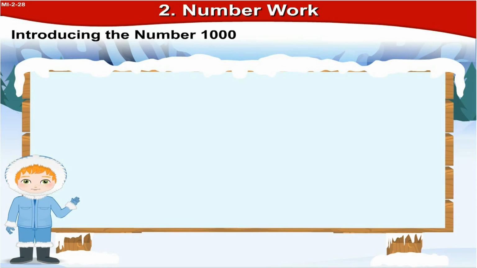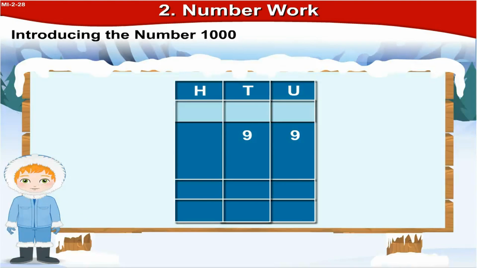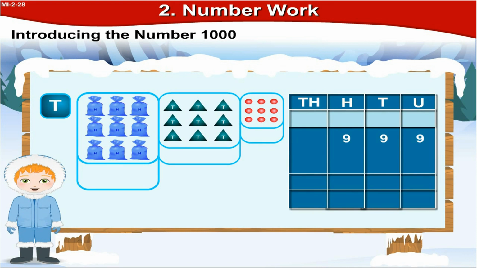Introducing the number 1000. We get 100 when we add 99 and 1. That is, 99 plus 1 is equal to 100. Now let us add 1 to 999 in vertical arrangement. Like this. 9 units plus 1 unit makes 10 units. That makes 1 ten, which is carried over. Now, 9 tens and 1 ten makes 10 tens, which is 100.